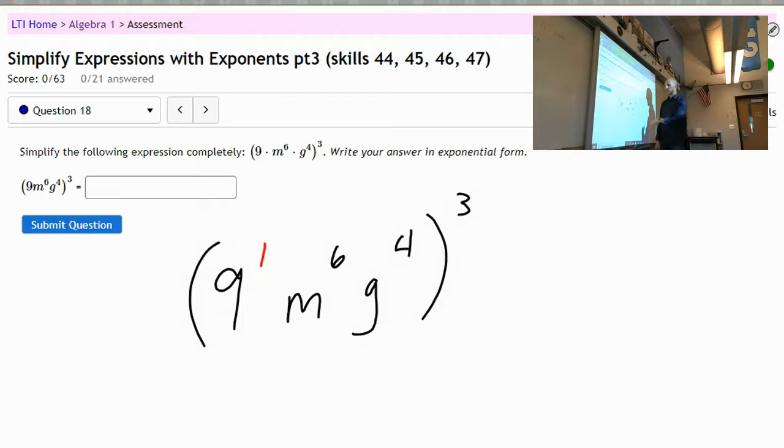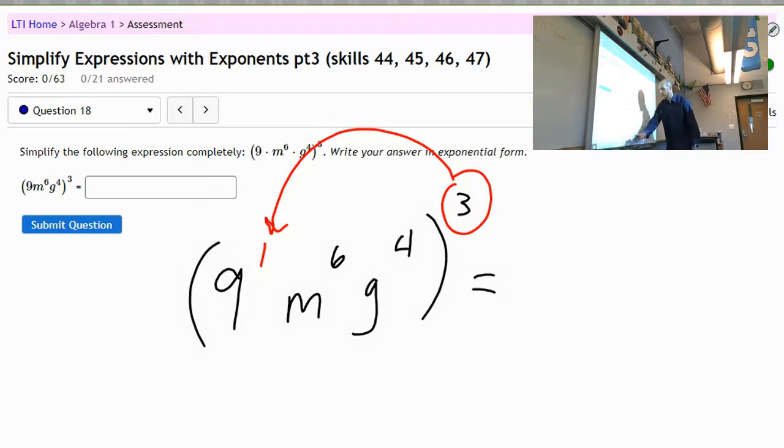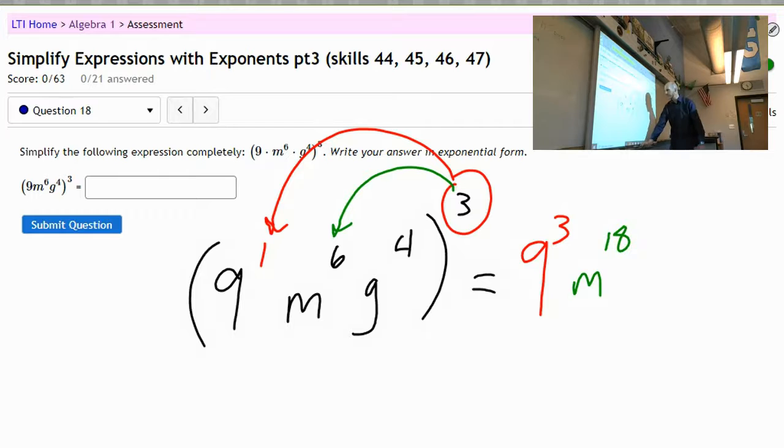So now that everything's got an exponent, all of the powers inside the parentheses need to get multiplied by this 3. 3 times 1 gives me the new exponent. So 9 to the power of 3. 3 multiplied by the 6, m to the power of 18. And this 3 multiplied by the 4 gives me the new exponent for the g.